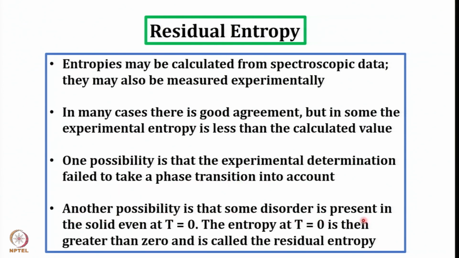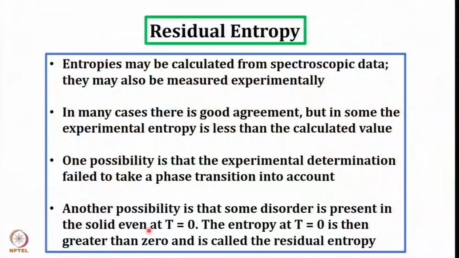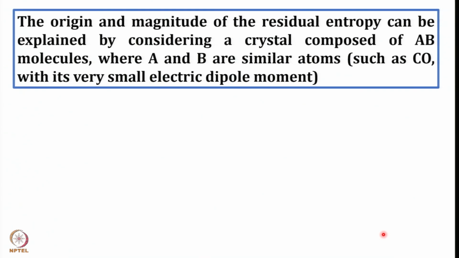Another possibility is that some disorder is present in the solid even at T equal to 0. By the third law, I repeat, the entropy of all perfectly crystalline substances is 0 at absolute 0. But that is only for perfectly crystalline substances. If the substance is not perfectly crystalline, there may still be some disorder present in the solid at T equal to 0. That means at absolute 0 temperature, the entropy will be greater than 0, and that entropy is called residual entropy. The entropy which is still present in a system at absolute 0 is called the residual entropy. Hope this is clear. What is the origin and magnitude of residual entropy?